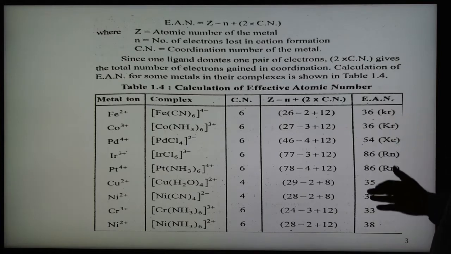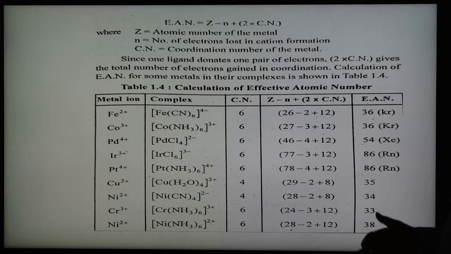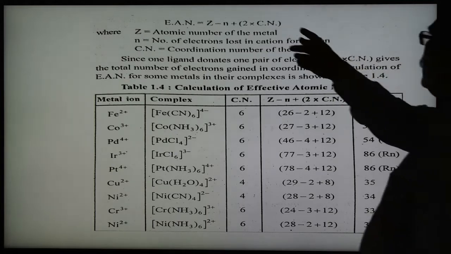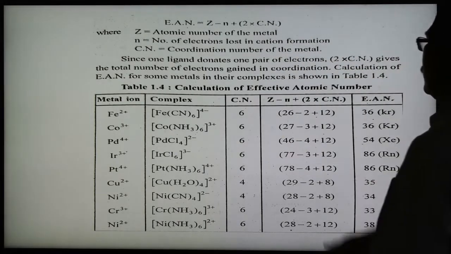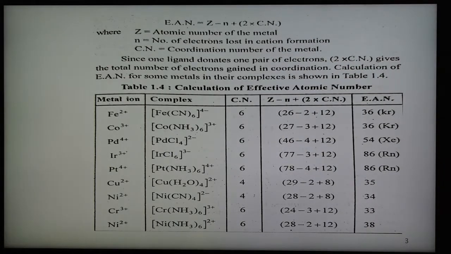These are the configurations of one atomic number of noble gas, and these are 1 or 2 units less or more than the atomic number of the noble gas element. So in this way, by using this formula, we can calculate the EAN in a particular complex ion. If the atomic number is given, it is also possible to calculate. So these are some examples of calculation of EAN.